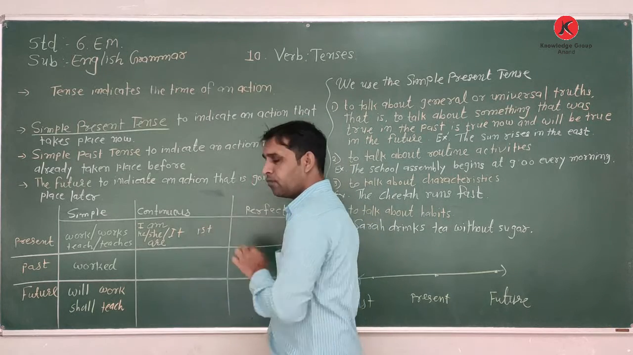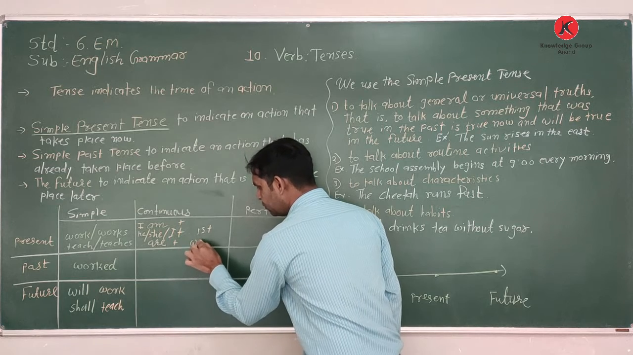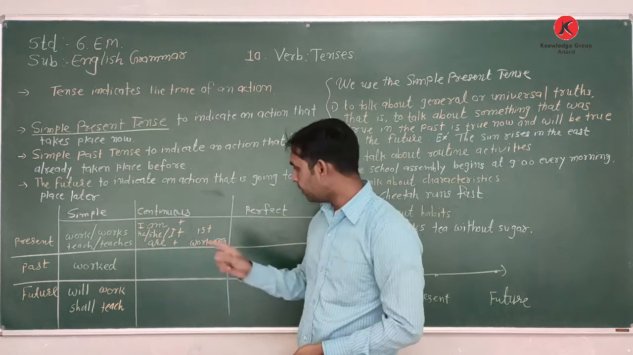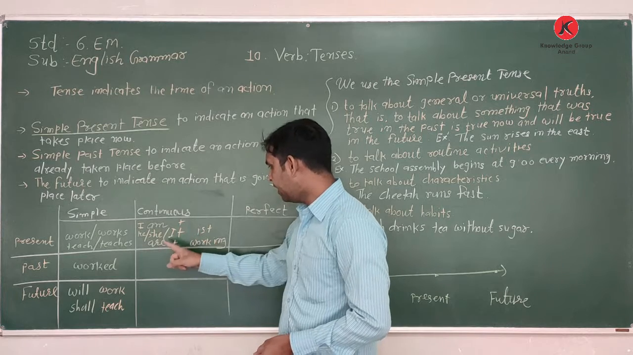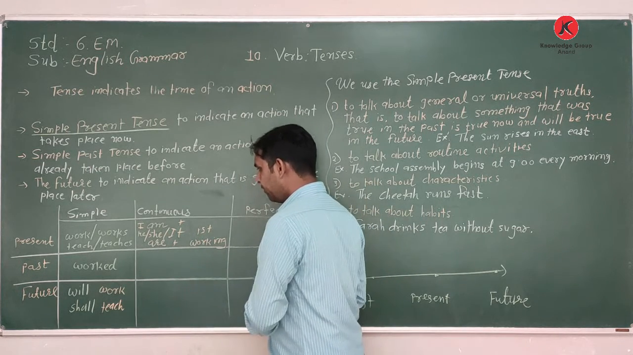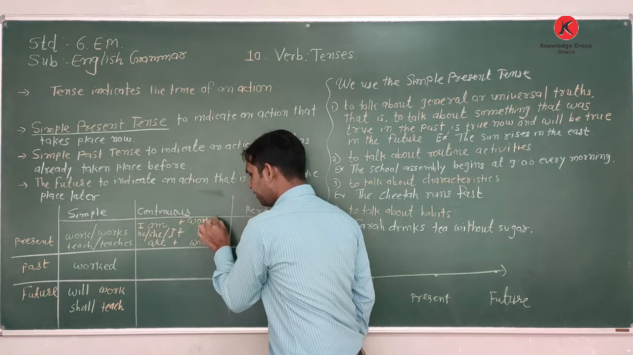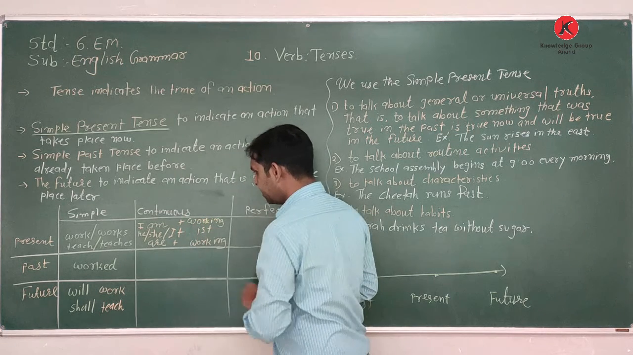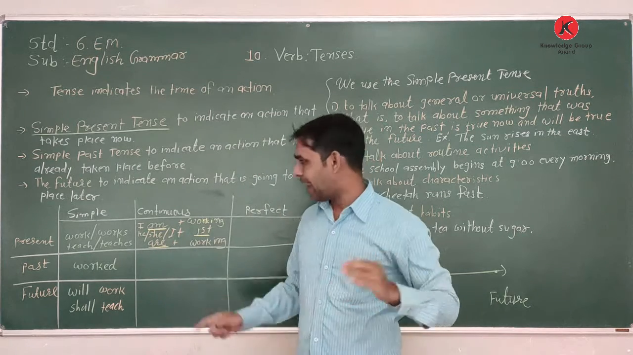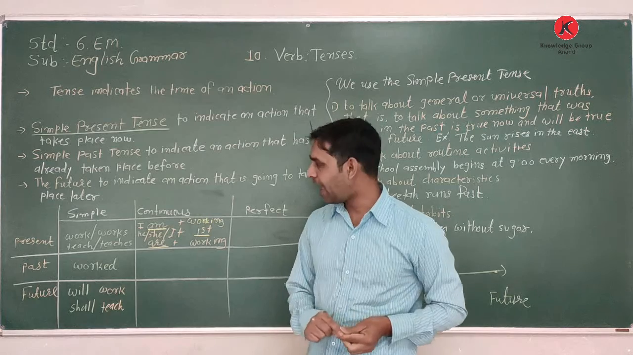Plus we use the verb with ing: am working, are working, is working. If we use I, then am, then write working. I just told you about the helping verb: the to be helping verb in continuous is am, is, are with verb plus ing.